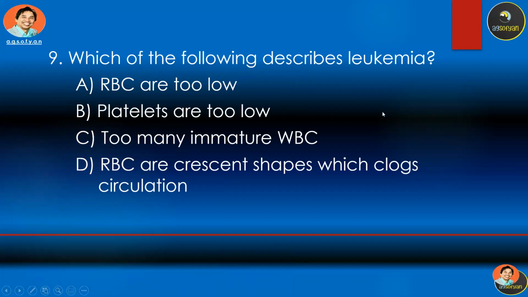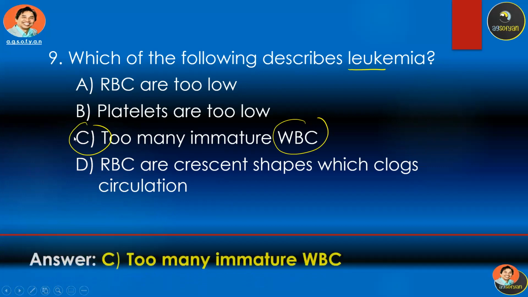Which of the following describes leukemia? A, B, C, or D? Okay, so the answer will be, this is related to leukocyte. So this is the cancer of white blood cells. So look for white blood cell over here. This is caused by too many immature white blood cells in circulation.